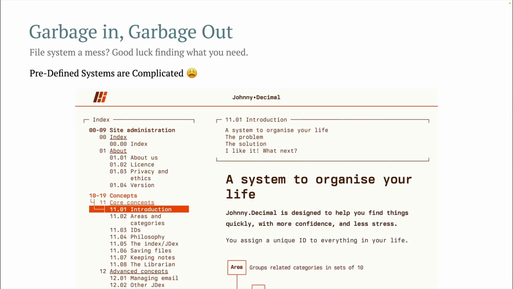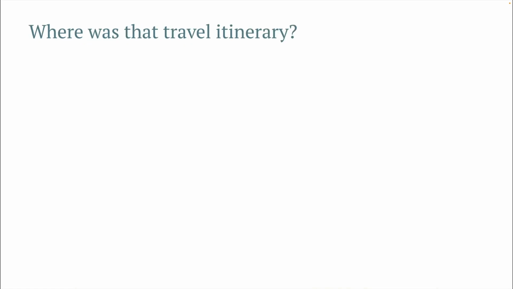Then there are some predefined systems like Johnny Decimal. It's got this technique where you organize your entire digital life in 10 different folders with no more than 10 different subfolders. So what are some examples of your cluttered life?